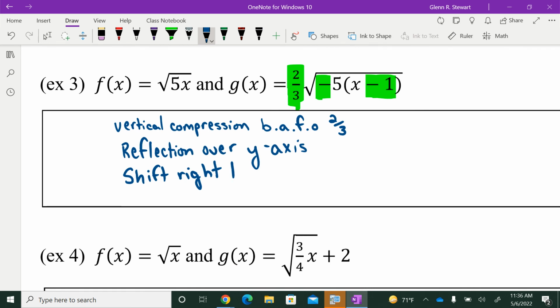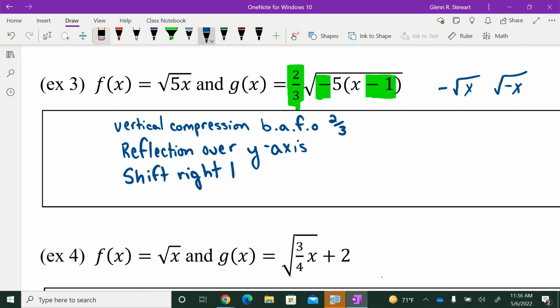How did I know it was a reflection? The negative to the 5. Anytime that you see a negative that's going to give a multiplier, it's going to be some type of reflection. So whether it was maybe the square root or negative square root of x or the square root of negative x, those will give some type of reflection. If it's on the outside, it's a reflection over your x-axis. If it's on the inside, it's a reflection over your y.